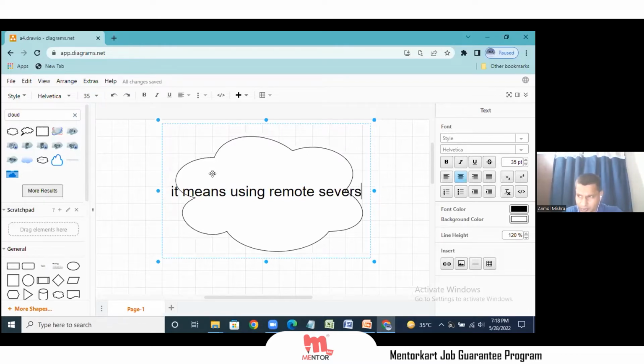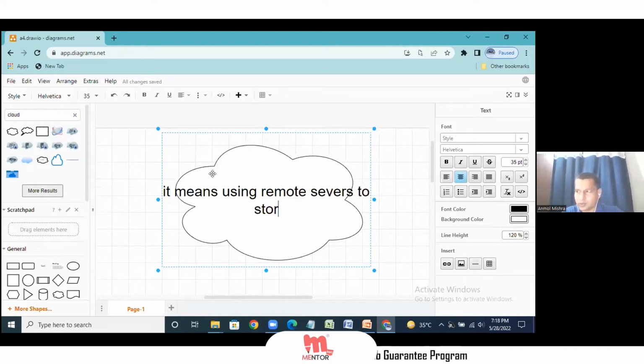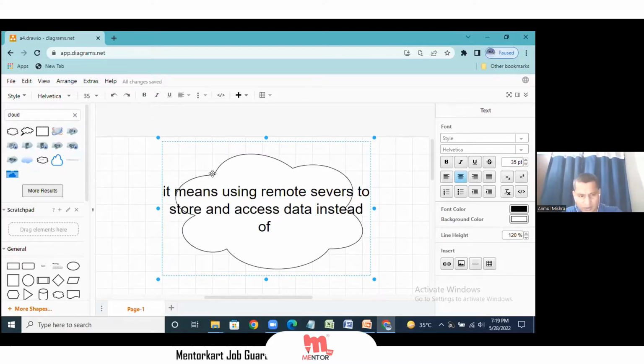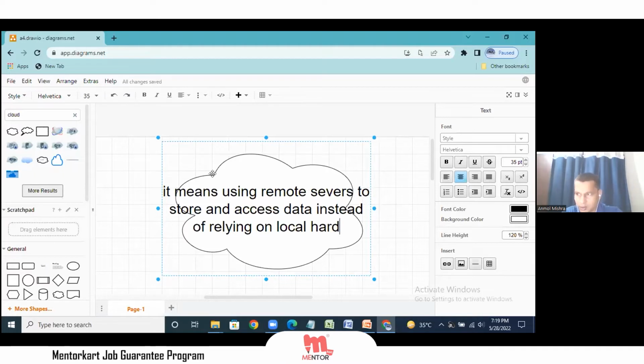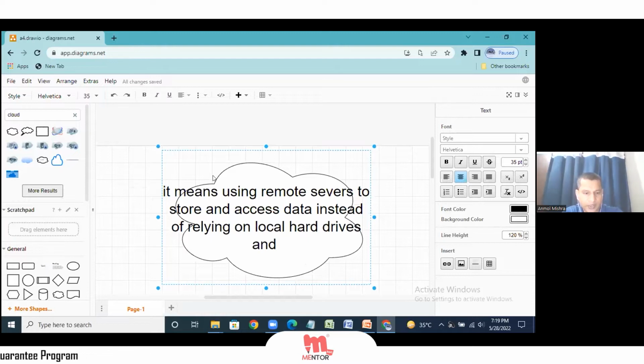Means using remote servers to store and access data instead of relying on local hard drives, private data centers. What is the meaning of this?